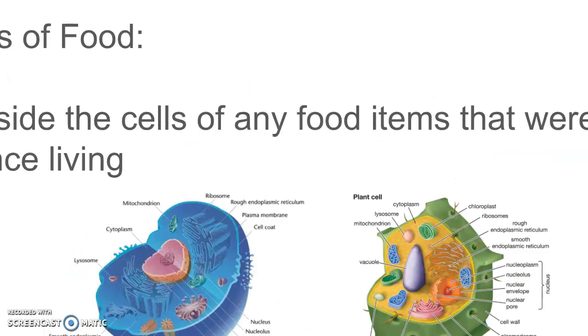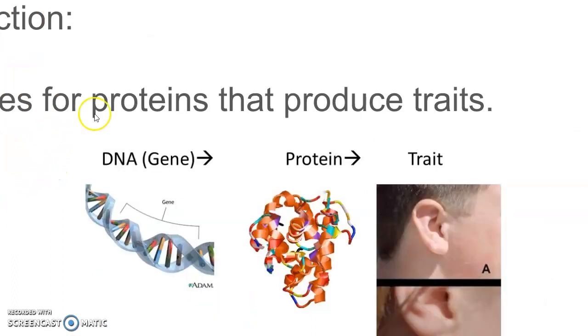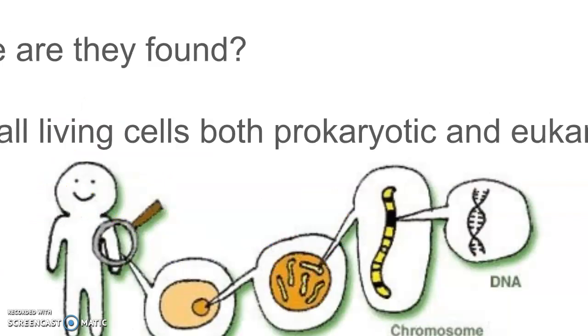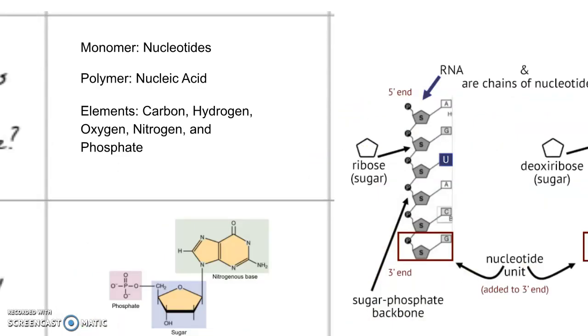Nucleic acid is our fourth one that we're going to look at. It's going to be inside the cells of any food items that were once living. The function is going to be to code for proteins that produce traits. So like your RNA and DNA right here, that's going to be your nucleic acid. They're found in all living cells, both prokaryotic and eukaryotic, which we're going to get more into in a few class periods. The monomer is a nucleotide.